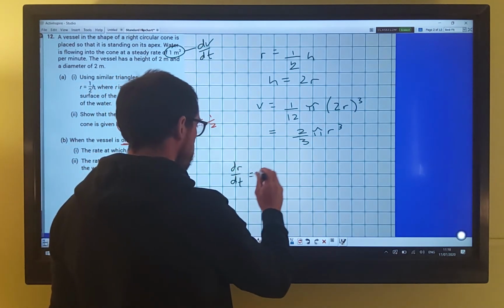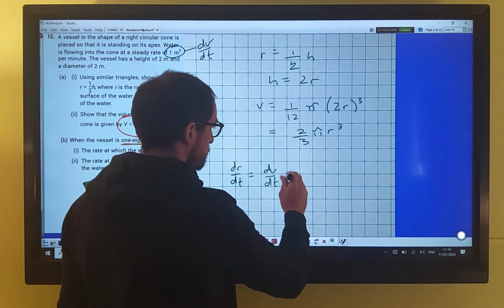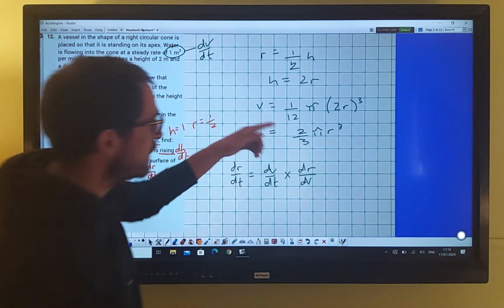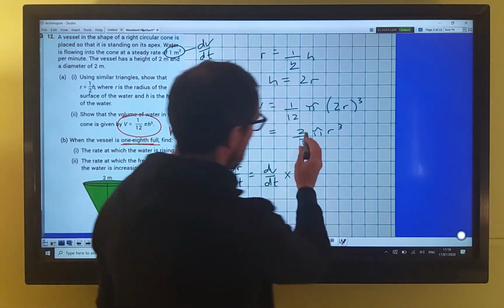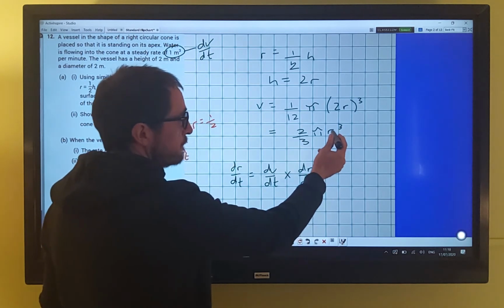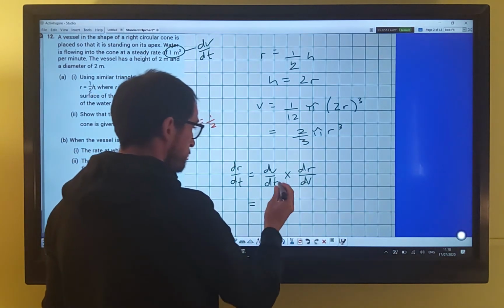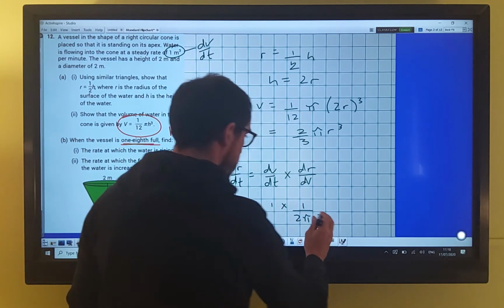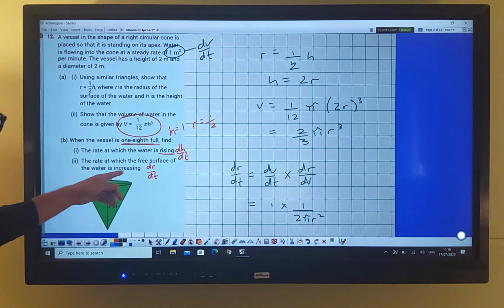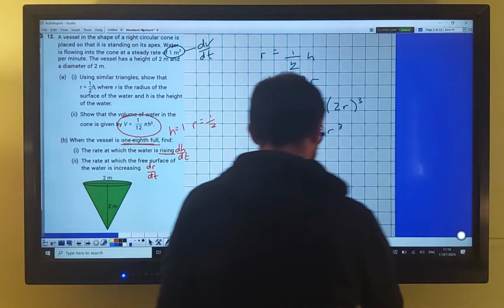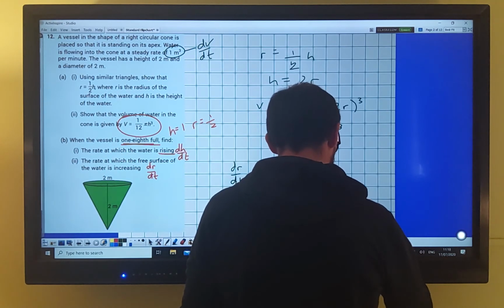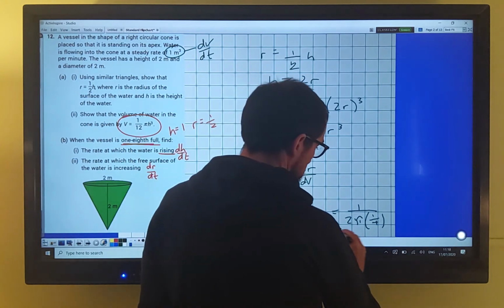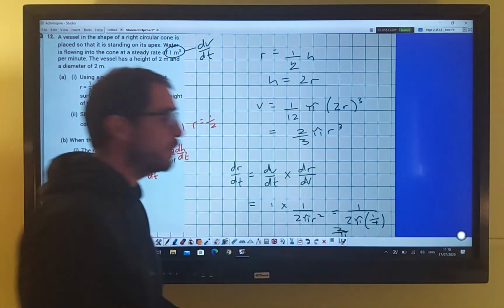In this case I need to get the dr/dt. dr/dt is equal to dV/dt times dr/dV. So you get dV/dr, which is going to be 3 times that, so it's 2 pi r squared. So dr/dV is 1 over 2 pi r squared. So it's going to be 1 times 1 over 2 pi r squared. And the radius is a half, because we know here it's a half, so it's equal to 1 over 2 pi times a quarter, so basically it's equal to 2 over pi. That's how you work that out.